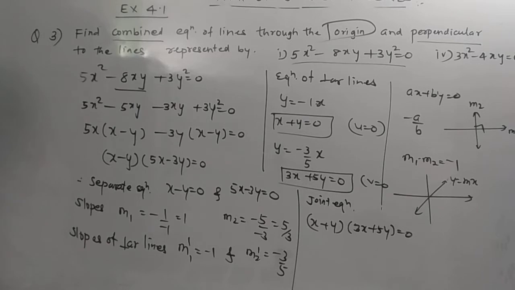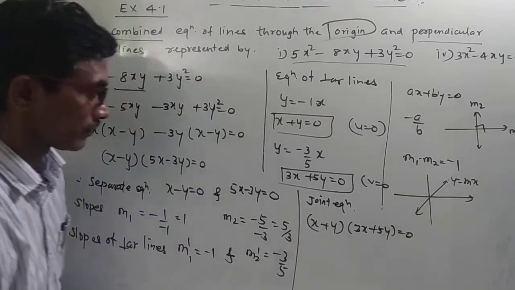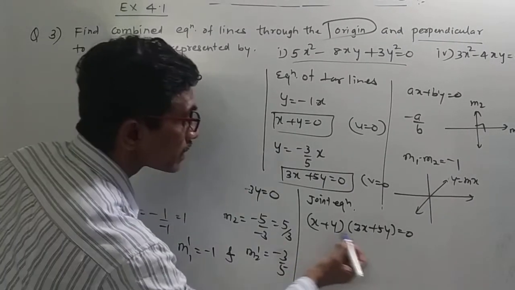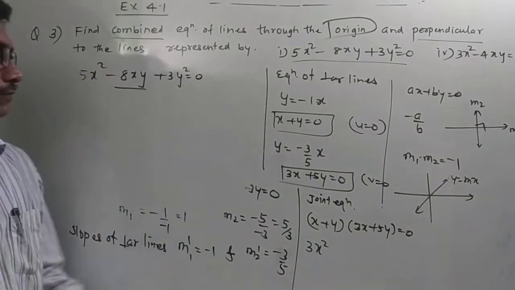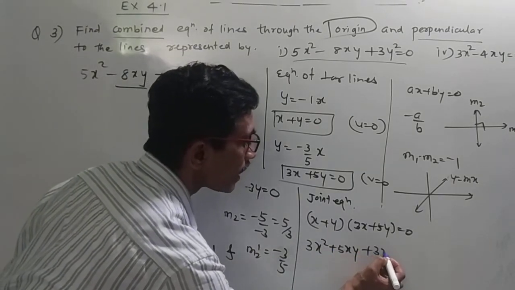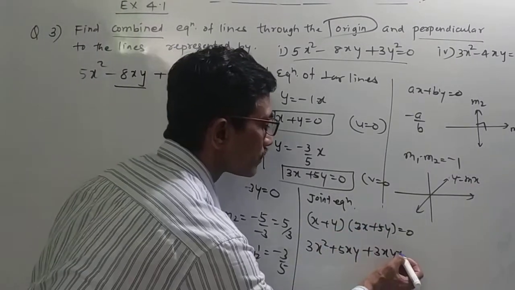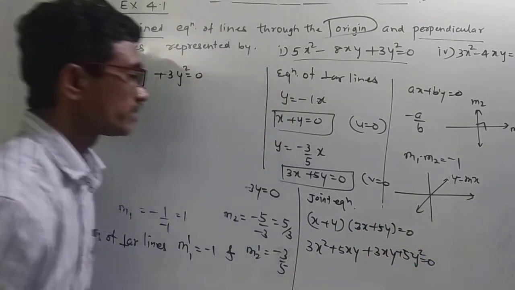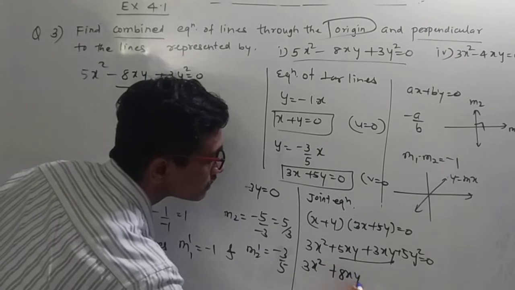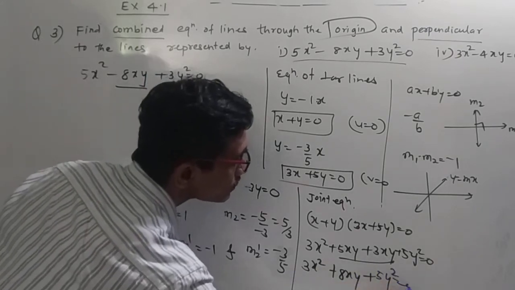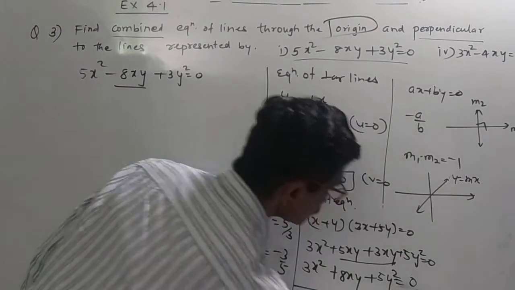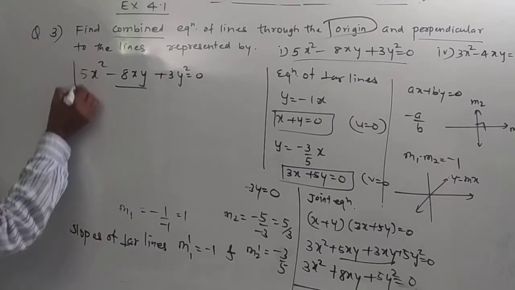We will solve this. So if you simplify it you will be getting the equation 3x square, then x and 5xy, it will be 5xy plus 3xy, then 5y square is equal to 0. That means 3x square, this is 8xy plus 5y square is equal to 0. This will be the joint equation of lines which are perpendicular to these lines.